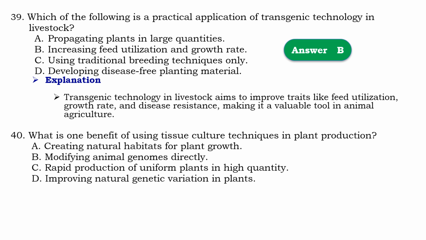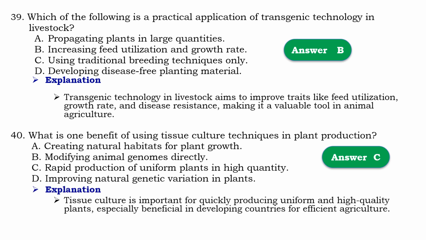Question number 40. What is the one benefit of using tissue culture technique in plant production? So that should be C. Rapid production of uniform plants in high quality. Means that tissue culture is important for quickly producing uniform and high quality plants, especially beneficial in developing countries for efficient agriculture.